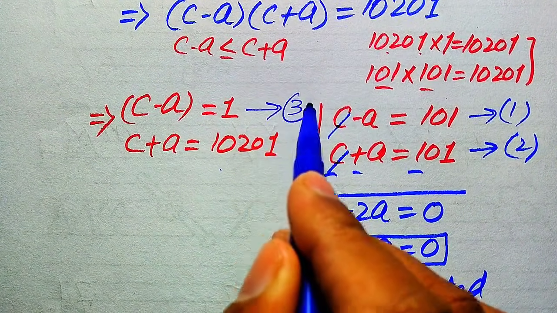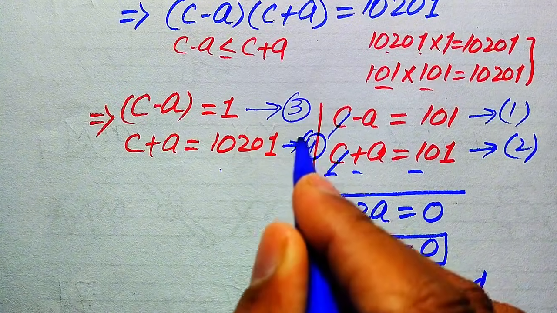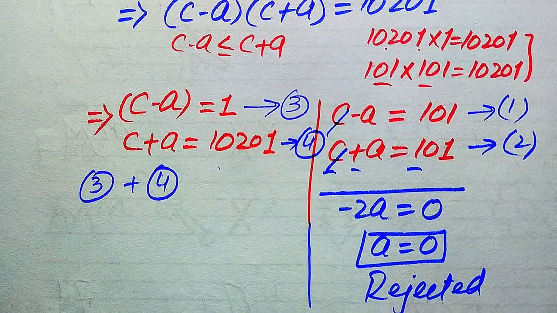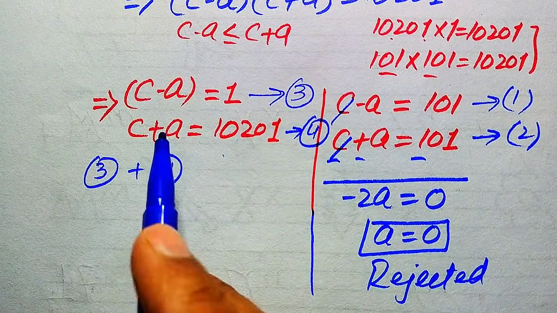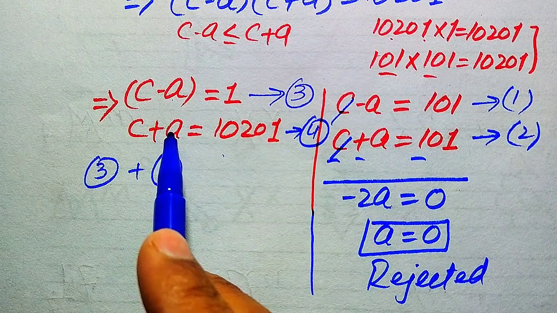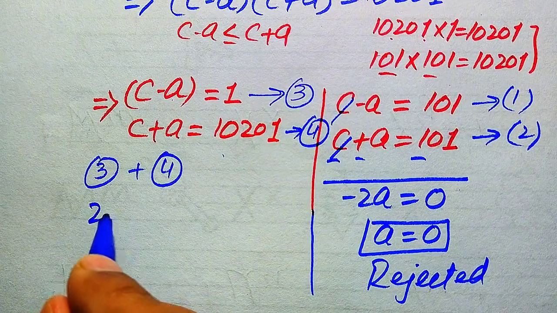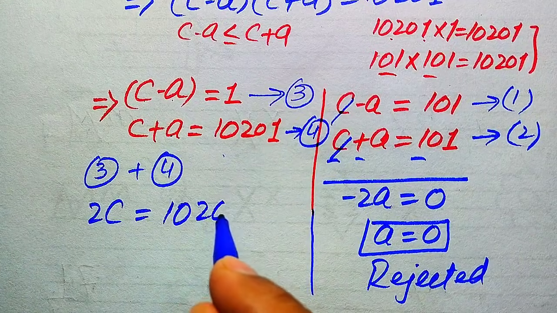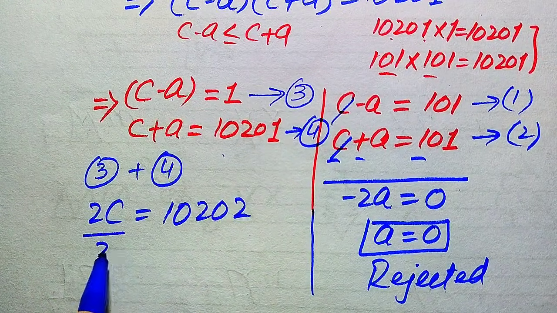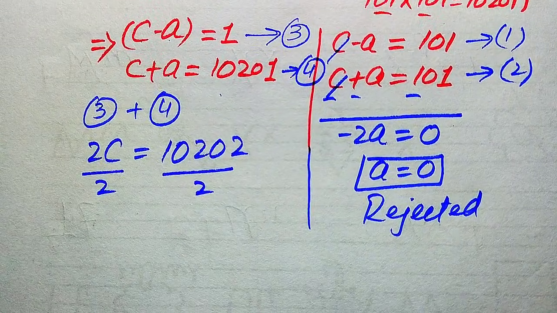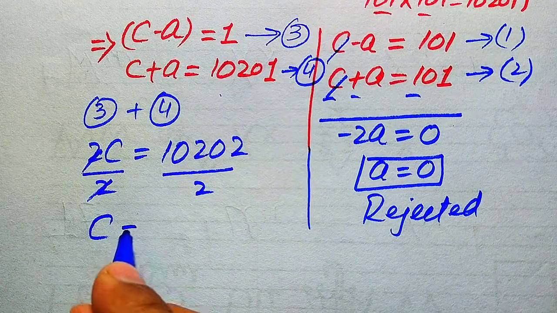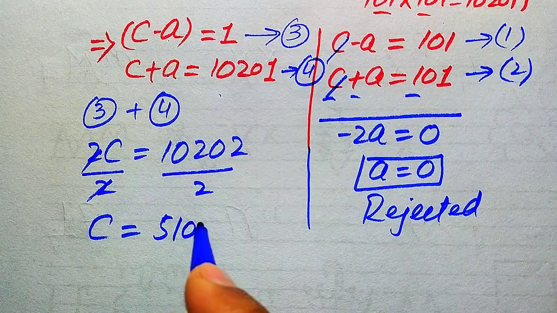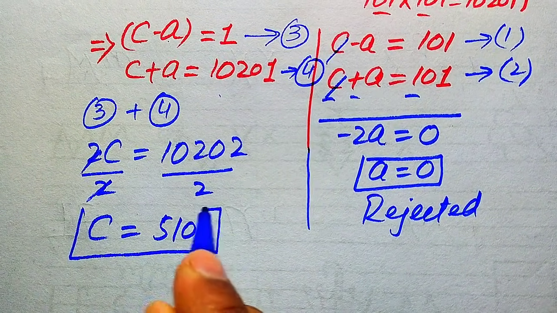Let me call this equation number 3, and this is our equation number 4. Here we add equation number 3 and equation number 4 to get the values of a and c. When we add these two, the negative and positive are gone, and we get c plus c becomes 2c, and 1 plus 10,201 equals 10,202. Now for the value of c, we need to divide both sides by 2. So this 2 and 2 are gone, and we get c equals 5,101. So this is the value of c.